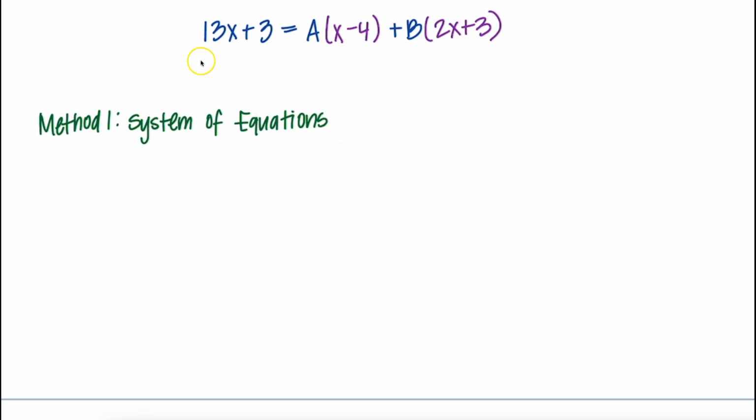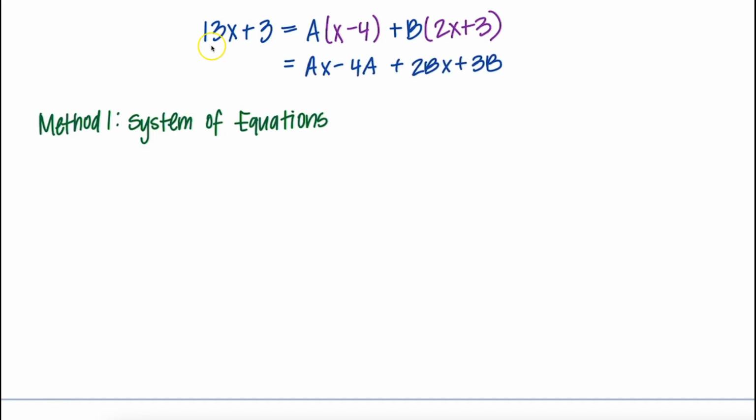The idea is that we're going to look at the coefficients on the left that are in front of x and think about the fact that if the left side is truly equal to the right side, the coefficient in front of x on the left must equal the coefficients in front of x on the right.